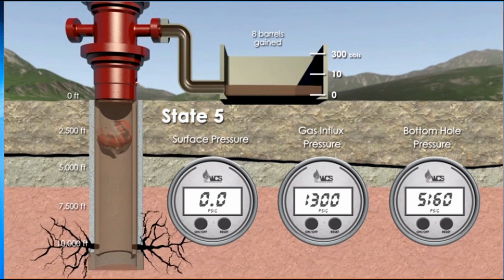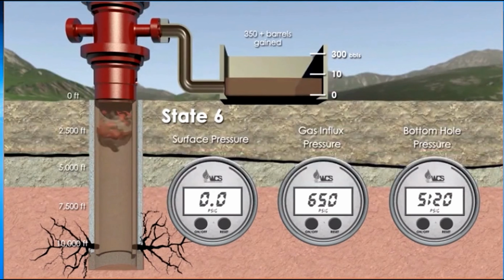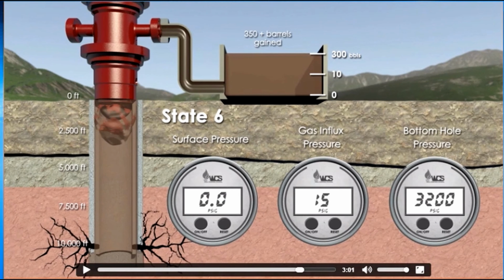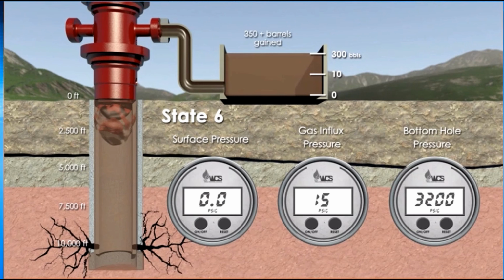State 5. At 1,250 feet, the hydrostatic pressure immediately above the bubble will be reduced to 650 psi. The gas volume is now 8 barrels. State 6. At the point where atmospheric pressure is reached, the pressure is 14.7 psi, and the single barrel of gas, which was swabbed in at 10,000 feet, will have increased to about 350 barrels.